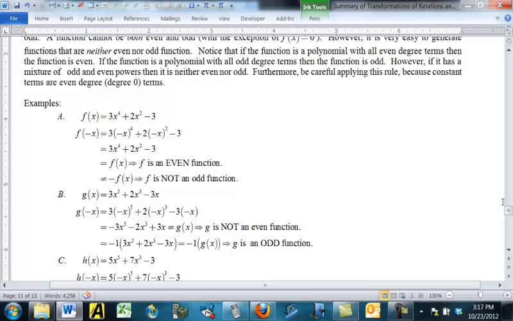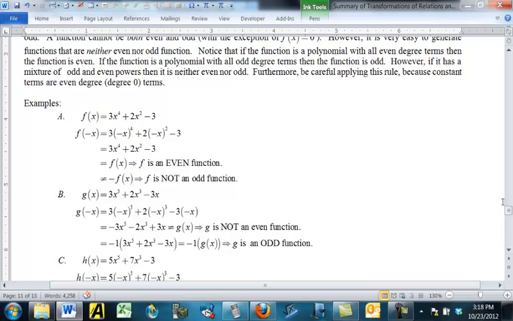So, for example, let's look at a few examples. f of x equals 3x to the fourth plus 2x squared minus 3. Let's see if it's even or odd. Put in negative x in place of x, do f of negative x. Notice that we have even powers in both cases, so those negatives basically cancel out. And look at that, we're right back where we started at f of x. So that's an even function, but it's not odd. So it's an even function.